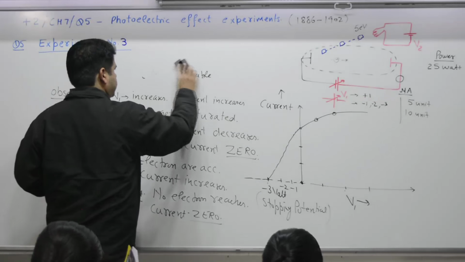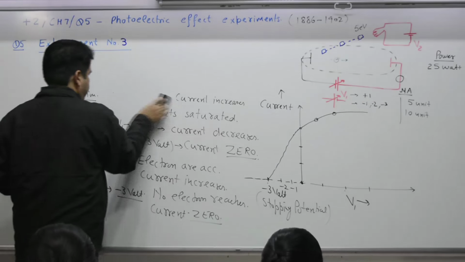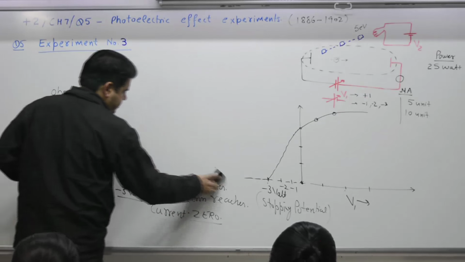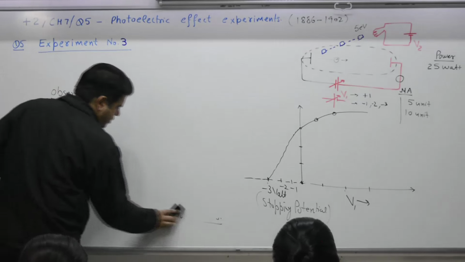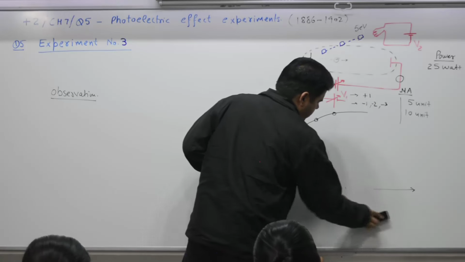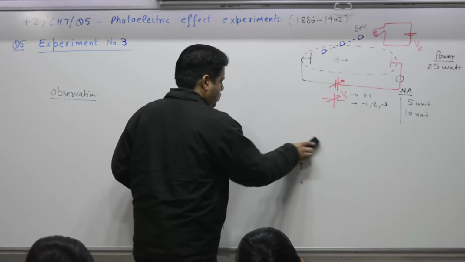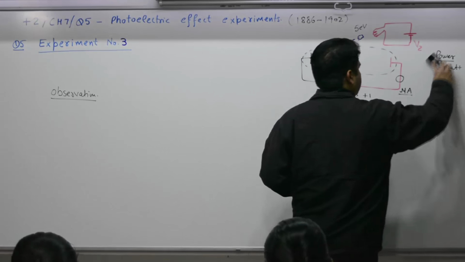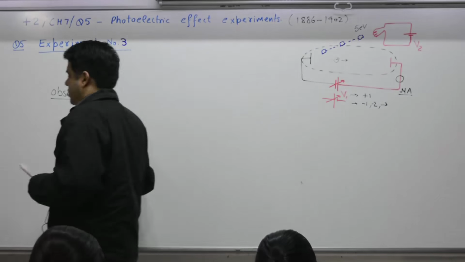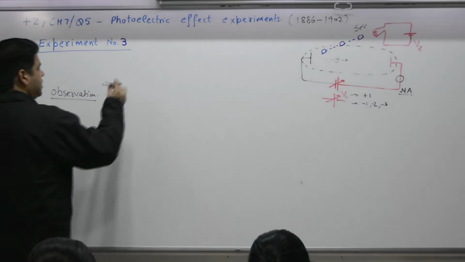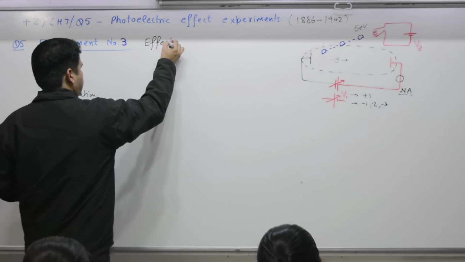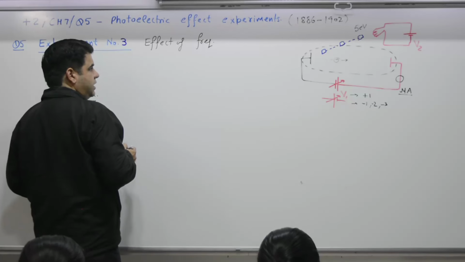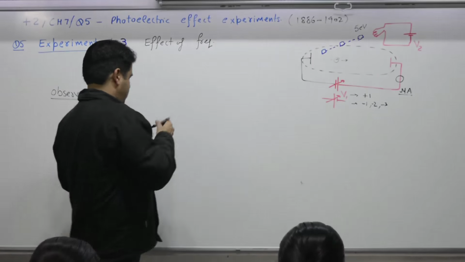Experiment number 3 deals with what? Experiment number 3 deals with the effect of frequency. Previous experiment was experiment number 2. This is experiment number 3. Effect of frequency, frequency of photons, that is this light. Quality of light, you can say.